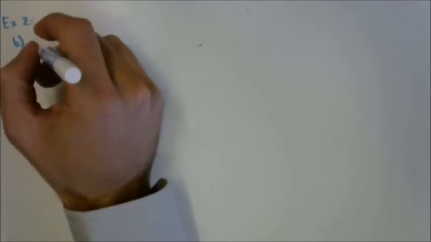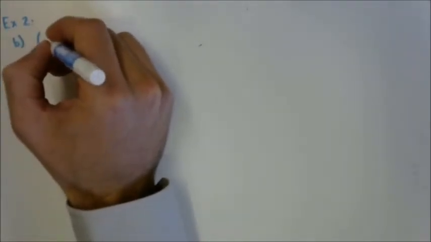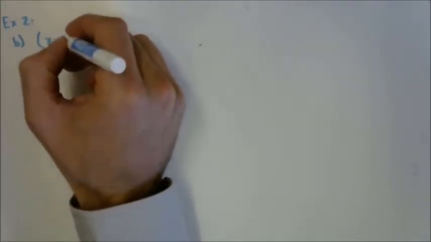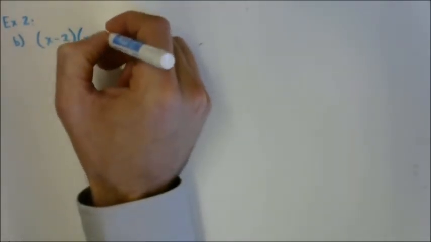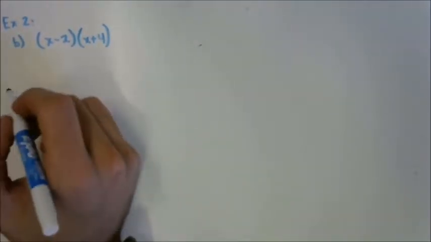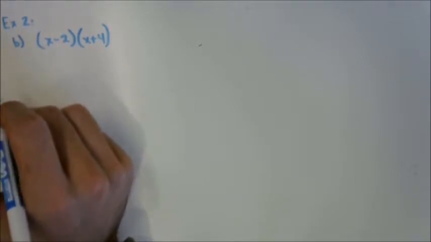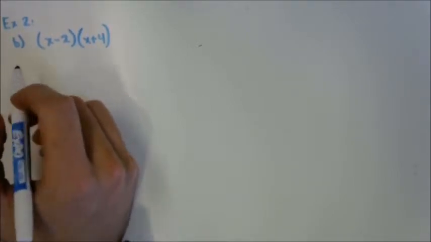Okay, looking at example number 2, which is just using the distributive property. Here we go. We're going to find each binomial product. I'm going to leave A alone. You can do A by yourselves at some point. I'm going to do example 2B. In B, we're given the factors x minus 2 and x plus 4. And all I need to do is use my distributive property, which means I'm FOILing that.